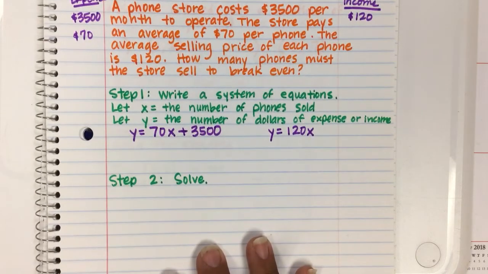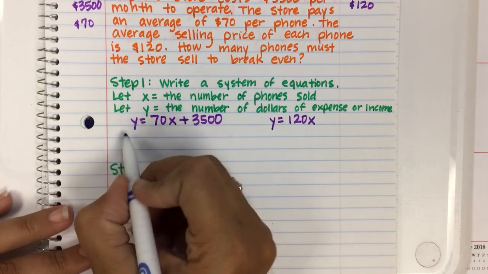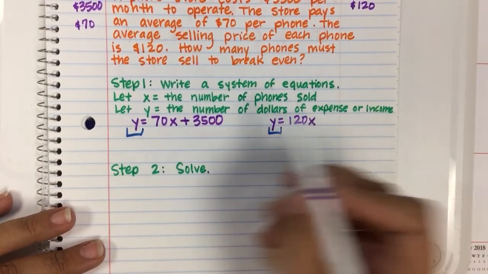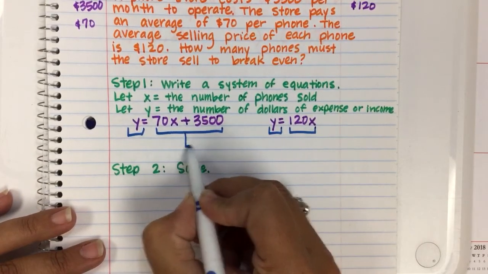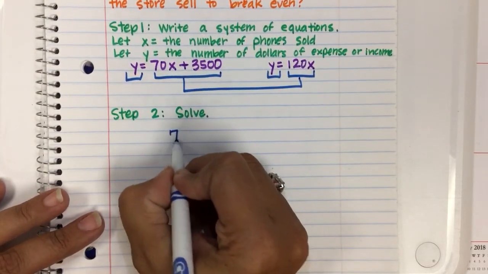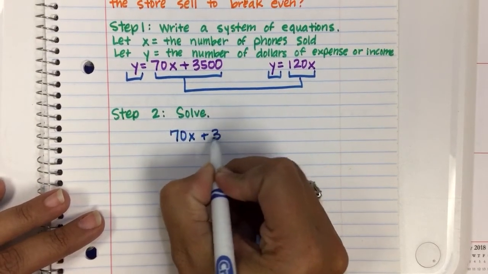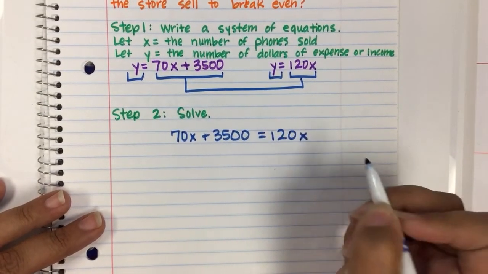All right, so when we talked about solving systems, we can solve systems different ways. We can graph, we can use substitution, we can use elimination. Here, it looks to me like it's going to be easy to use substitution because both of these are Y equals. So I'm going to set these two parts equal to each other, okay? So I'm going to have 70X plus 3,500 is equal to 120X.